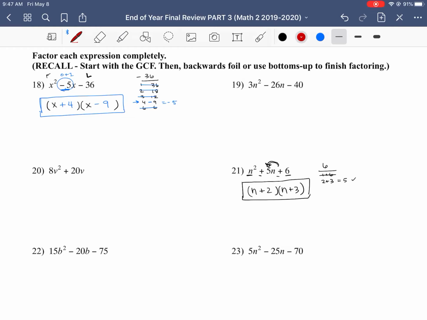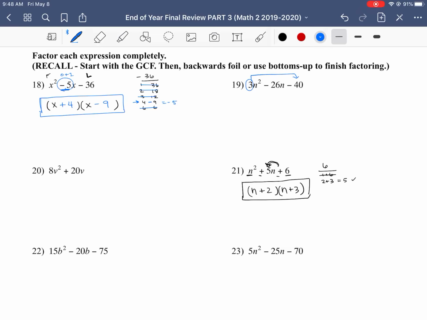All right, let's look at number 19. So number 19, we look at this one and we say, okay, well, is there anything that divides out of everything? So we start with the greatest common factor. There's nothing common between 3 and negative 26 and negative 40. So this is one of those where there's a number out front. Now we learned two different methods in class. Some of you like the bottoms up, some of you like the factor by grouping. I'm going to do bottoms up first, and then I will do a factor by grouping for those of you that liked that better. So let's look at the bottoms up.